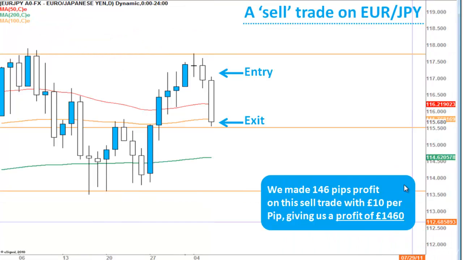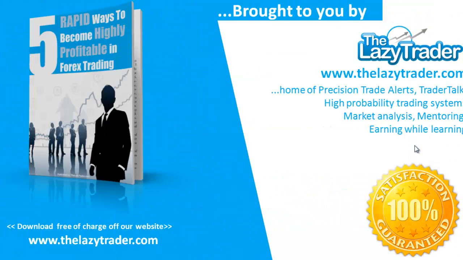And in this case, we've got Euro Yen. We've sold at this horizontal level, 11600, and we've exited about 146 pips away, and our stake size is £10, so we've made 146 pips times 10, £1,460. Not bad, hey? Anyway, read on to the next module, risk management.